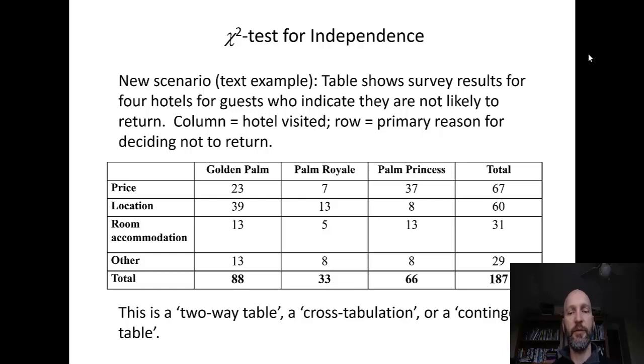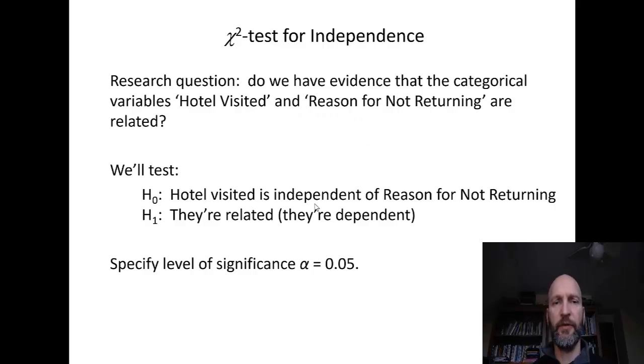called a contingency table. What I'm interested in here is trying to understand why people say they don't want to return to a hotel, and the basic research question is going to be whether that's independent of the hotel that they stayed at. So the alternative hypothesis will say that they are related, they are dependent. The null hypothesis says that the reason for not returning and the hotel visited are independent of each other. We're going to use an alpha equals 5% significance level for this.